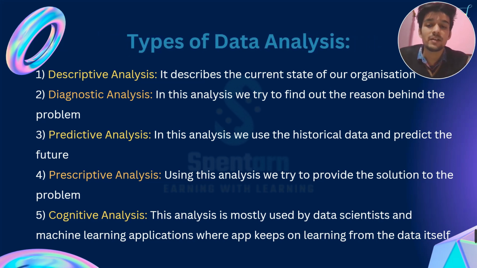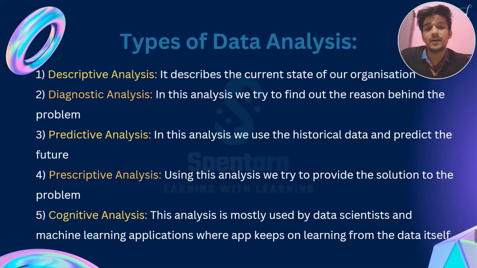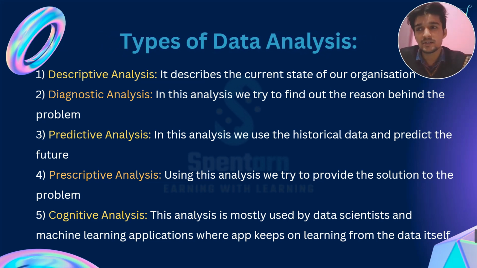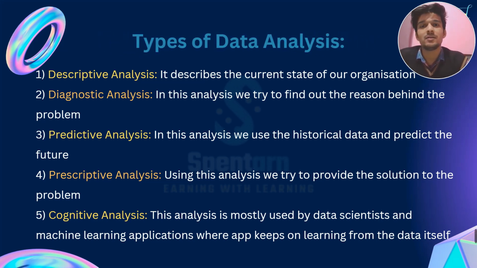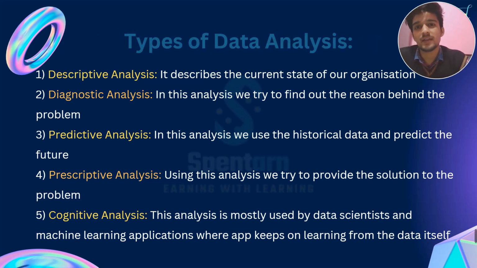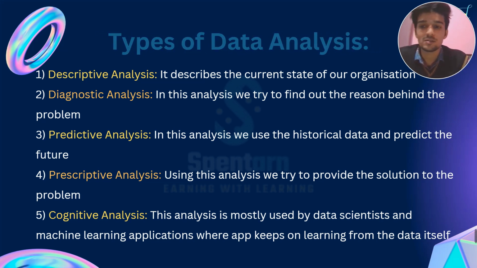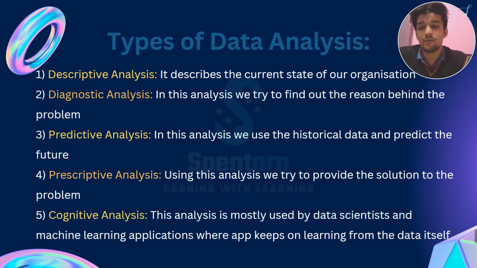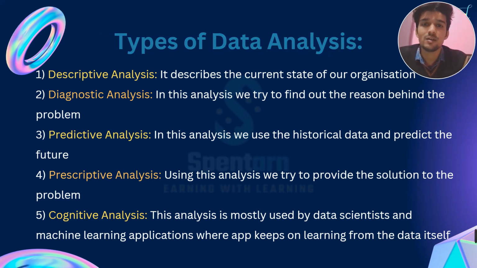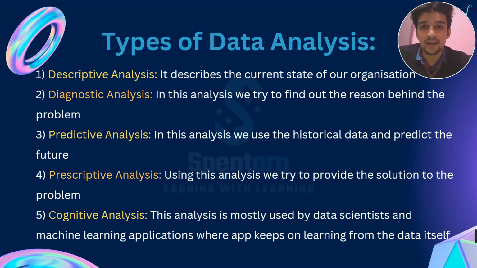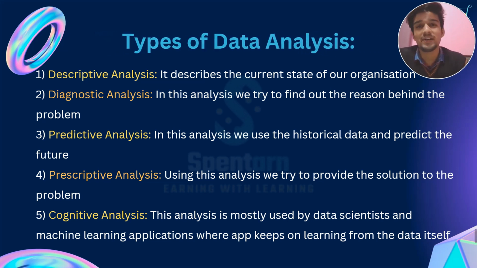And then prescriptive analysis, where we are providing solutions to the problem. For example, it is Navratri, and there is a huge loss in the sales of eggs. So you can think, yes, it was Navratri, and what can we do? This is a prescriptive analysis. And then cognitive analysis: I've already told you that it is basically for data scientists who train their machine learning applications, right? So those are the types of data analysis.